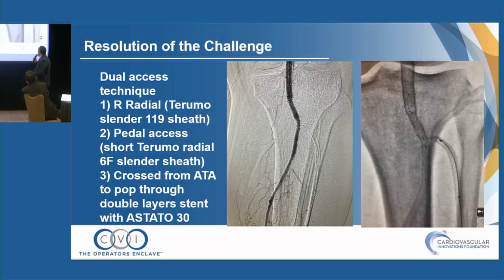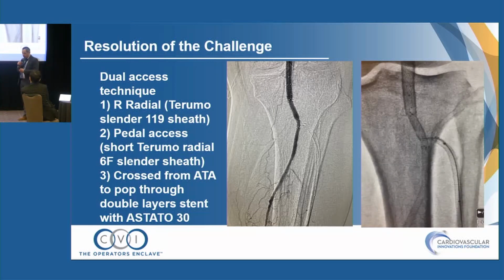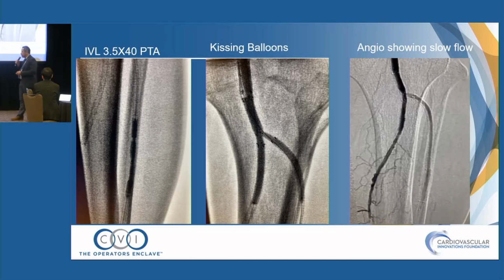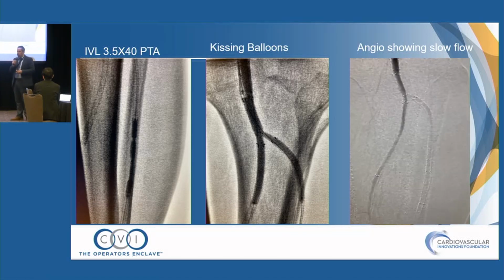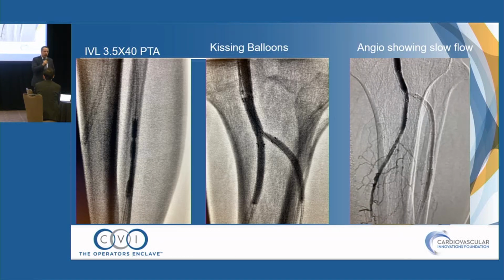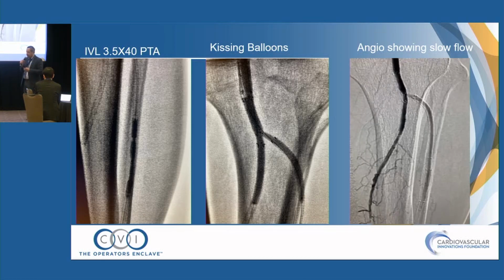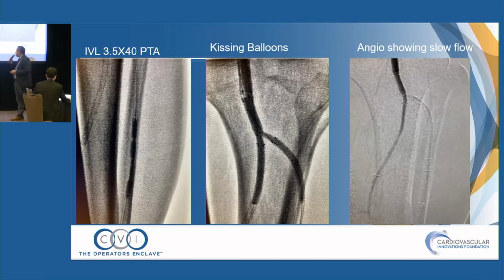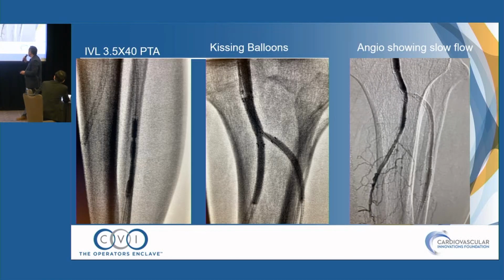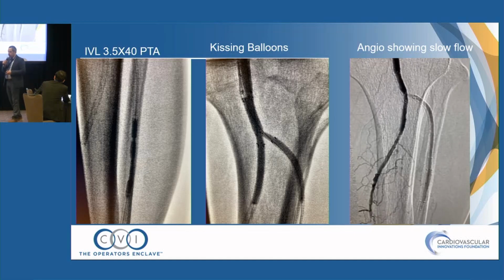So we're using the Astato, we're able to cross, and we thought about just doing a kissing balloon. What we noted, we had to treat the AT, and we used an IVUS, and what you see is an undersized stent, non-prepared vessels, heavily calcified. There are 2 stents, actually there's a gap between them with an occlusion there. So we used Shockwave IVL therapy there, and then we did a kissing balloon, and we were hoping that would achieve what we wanted to achieve.